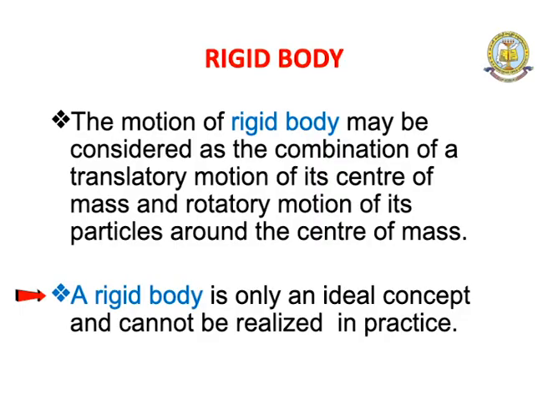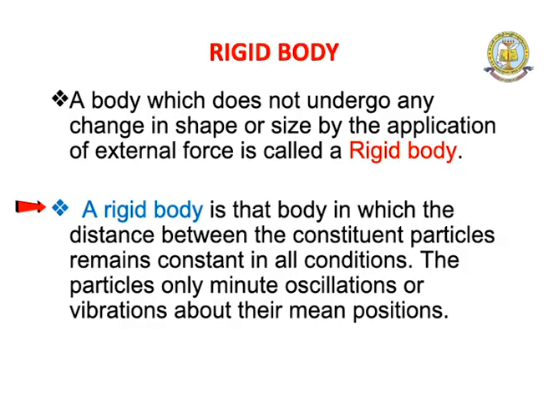A rigid body is only an ideal concept and cannot be realized in practice. Okay, so generally a rigid body is that body in which the distance between the constituent particles remains constant in all conditions, like molecules in a gas. These particles remain constant in all directions. The particles only exhibit oscillations or vibrations about their mean positions. Okay, these are the rigid body.